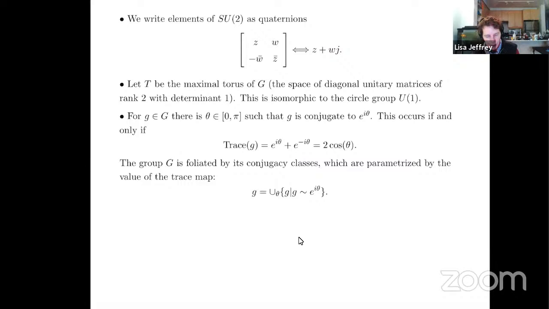For an element little g in G, there is a theta in the closed interval between 0 and pi so that little g is conjugate to the complex number e to the i theta. This occurs if and only if the trace of g is twice the cosine of theta. So the group G is foliated by its conjugacy classes, which are parametrized by the value of the trace map.